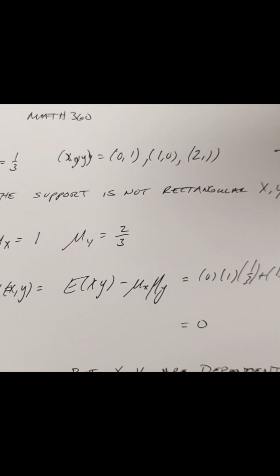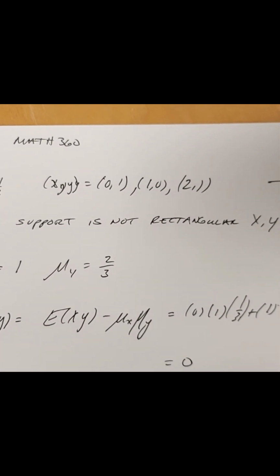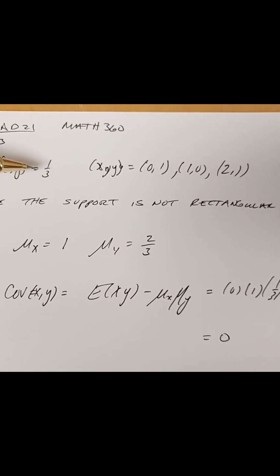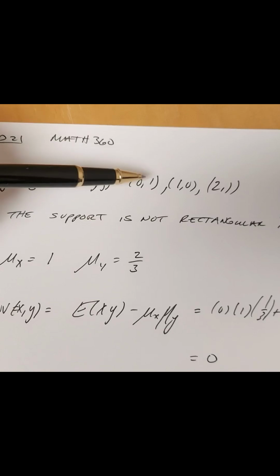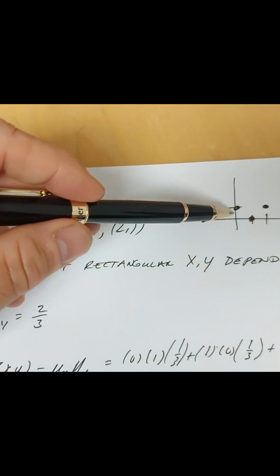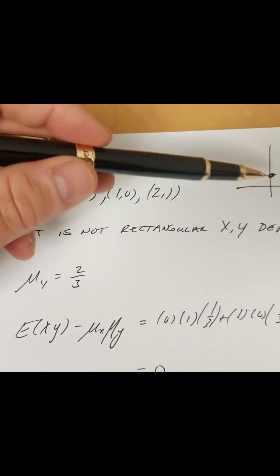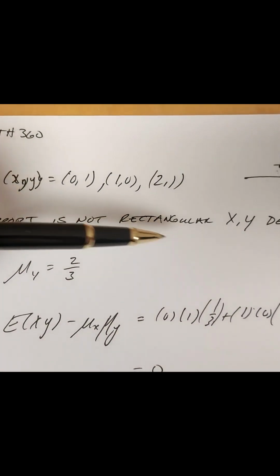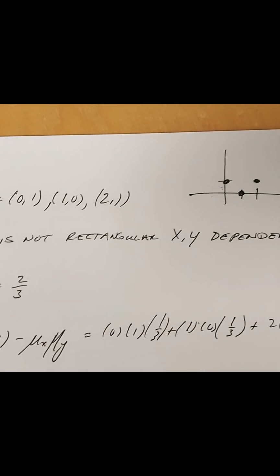All right, welcome back. In our last example, for 1 and day 21, we have example 3. And so here our f of x is equal to 1/3 for the ordered pairs 0, 1, 1, 0, and 2, 1. As you can see, the support for this joint probability function is triangular, which means that since it's not rectangular, x and y have to be dependent.